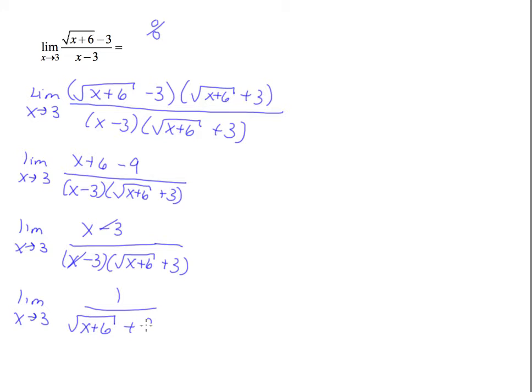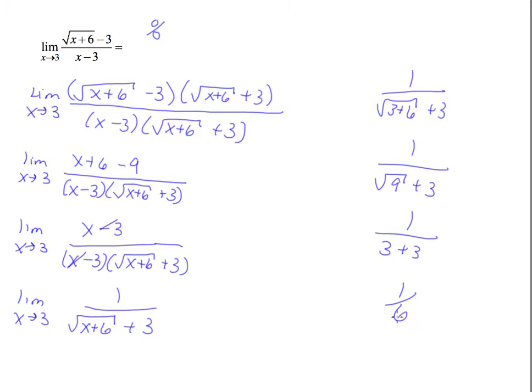Now that I canceled something out, I'm going to go back and try direct substitution and see if this will work this time. So replacing every x with 3, I end up with 1 over 3 plus 3, or 1/6.